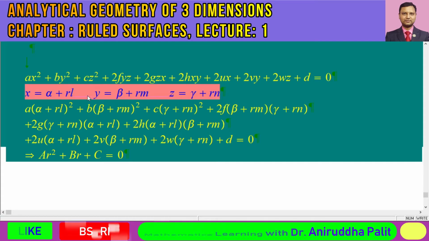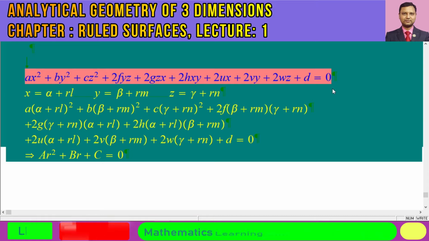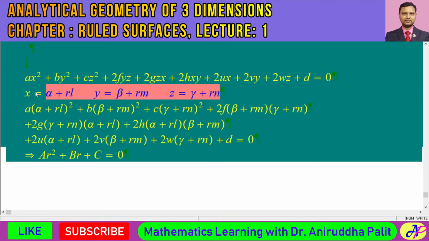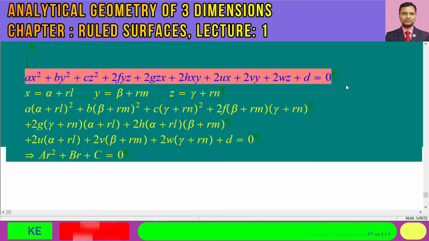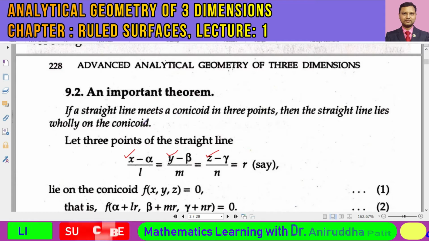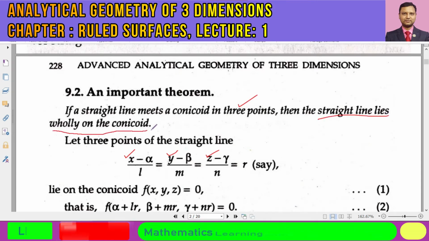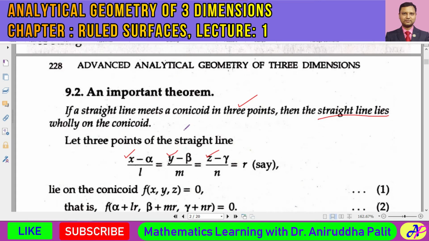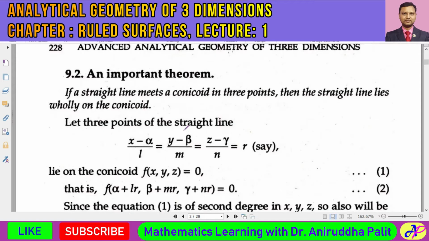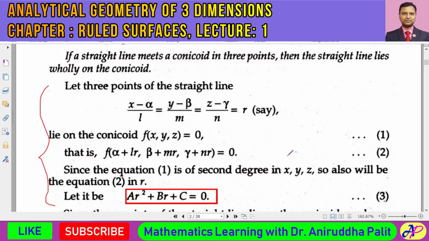So all the points x, y, z in this parametric equation will always satisfy this equation, or in other words you can say that this straight line given by this type of parametric expression will always lie on this kind of three-dimensional surface or conicoid. This is the final conclusion that says that if a straight line meets the conic in 3 points, then the straight line lies entirely on this conicoid.